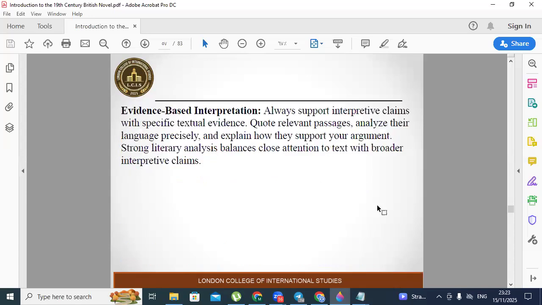Next slide. Evidence-based interpretation. Always support interpretive claims with specific textual evidence. Quote relevant passages, analyze their language precisely, and explain how they support your argument. Strong literary analysis balances close attention to text with broader interpretive claims.